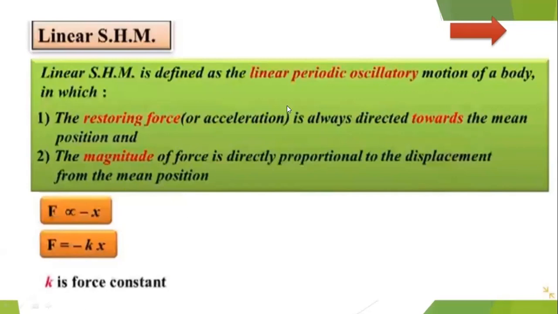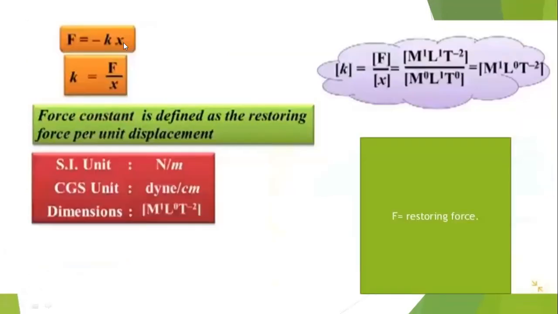According to these two conditions, the force is proportional to the displacement, and this proportionality constant is k, known as the force constant. The negative sign indicates that the direction of displacement and the direction of force are exactly opposite. So F is equal to minus kx. We get the force constant k equal to F upon x. The unit of force constant is Newton per meter, defined as the restoring force per unit displacement. The dimension of the force constant is M^1 L^0 T^-2.